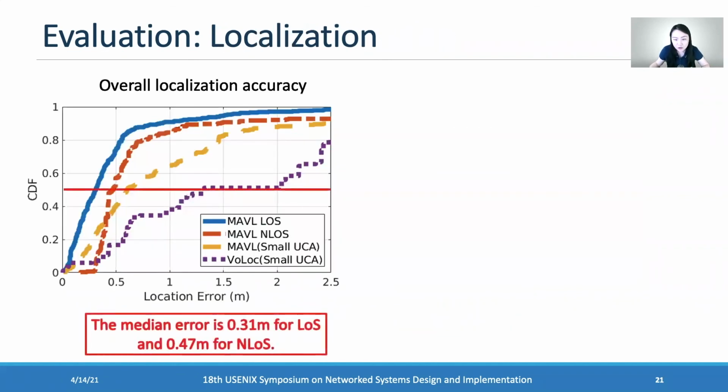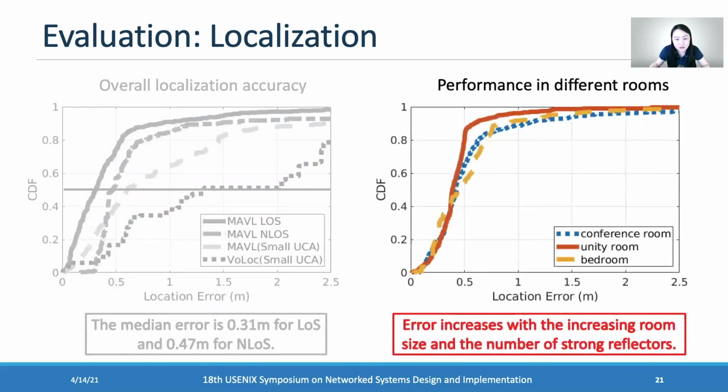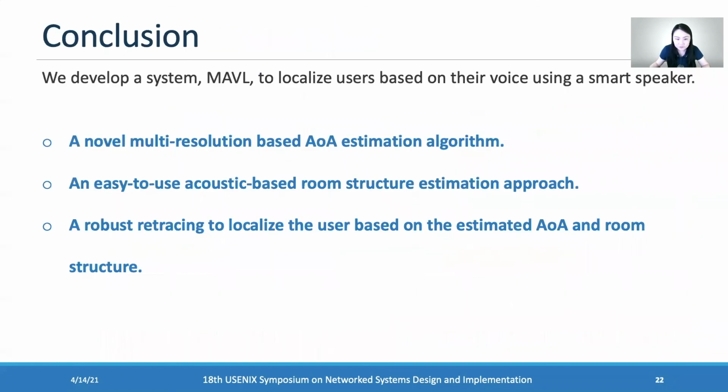Finally, here come the localization results. The median error is 31 centimeters for line of sight and 47 centimeters for non-line of sight. We also test for different rooms. Error increases a little when the room size increases or there are more strong reflectors.